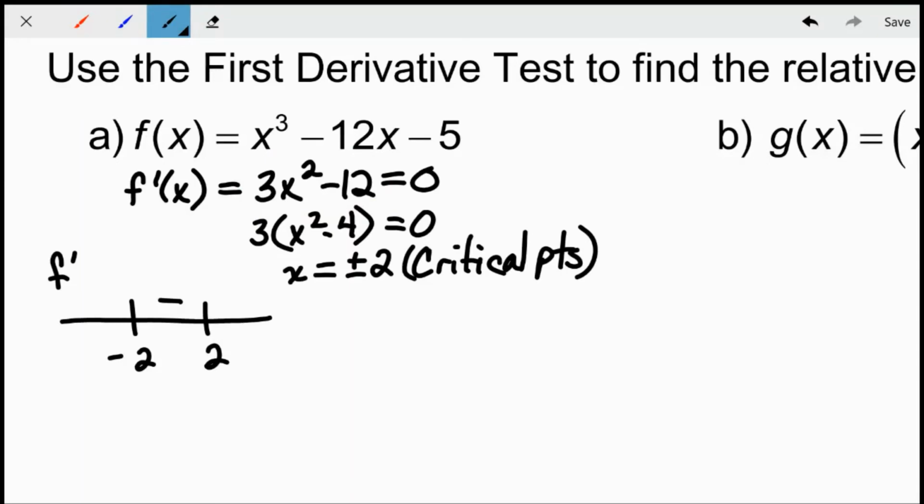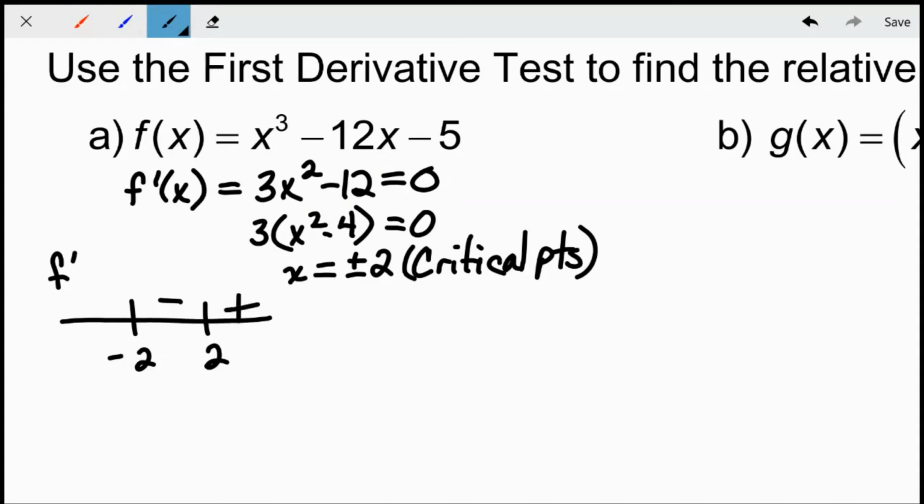Now, we can do the same thing on the other intervals. For example, when I'm to the right of 2, I could plug in a value of, let's say, 3 here. That would give me 3 squared, which is 9, 9 times 3 minus 12. That's going to give me a positive value.